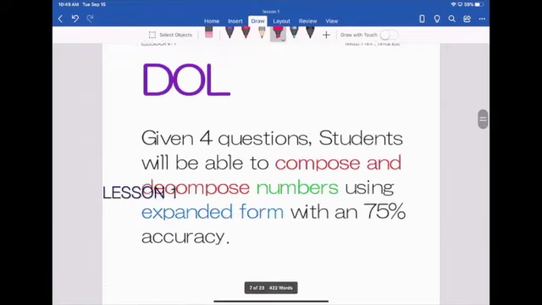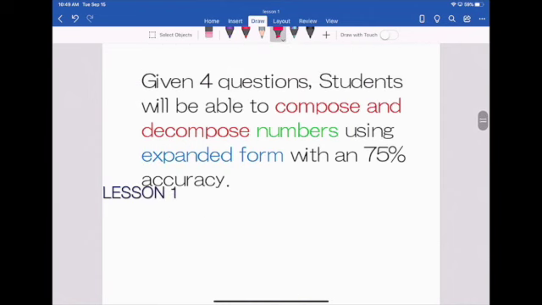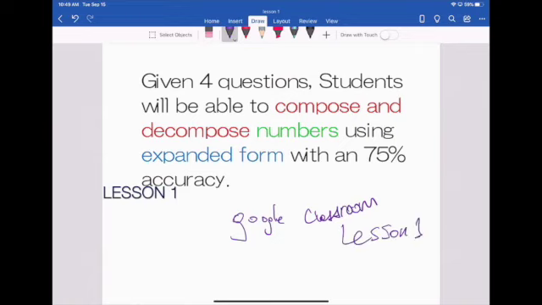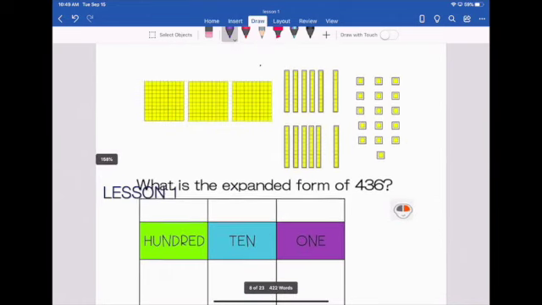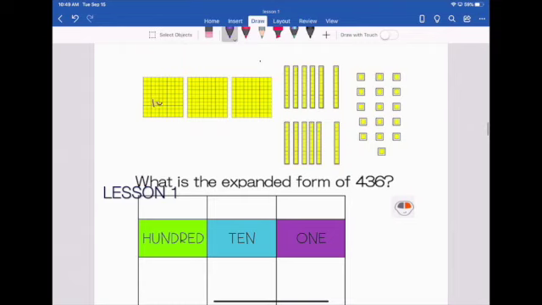We have 4 questions. We need to answer 3. That will be the DOL that we need to answer on Google Classroom. We will put DOL from today, or DOL for lesson 1. When we do this, the first thing we mentioned before is that we need to label. So we label here. That way, as our students label every time with the same process, we need to verify if they have the regrouping or not.